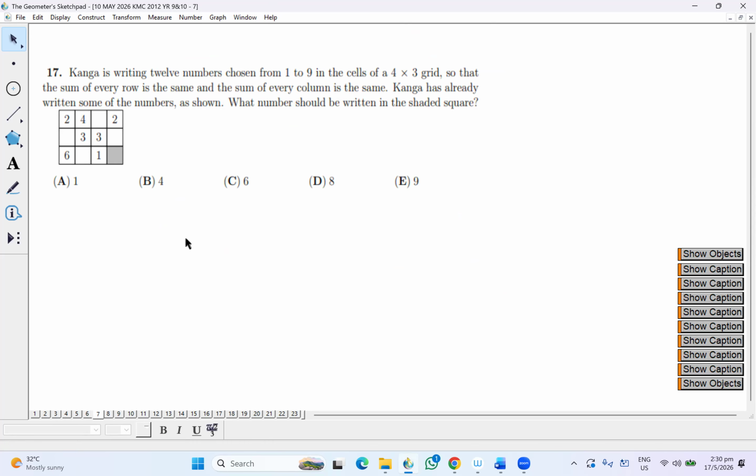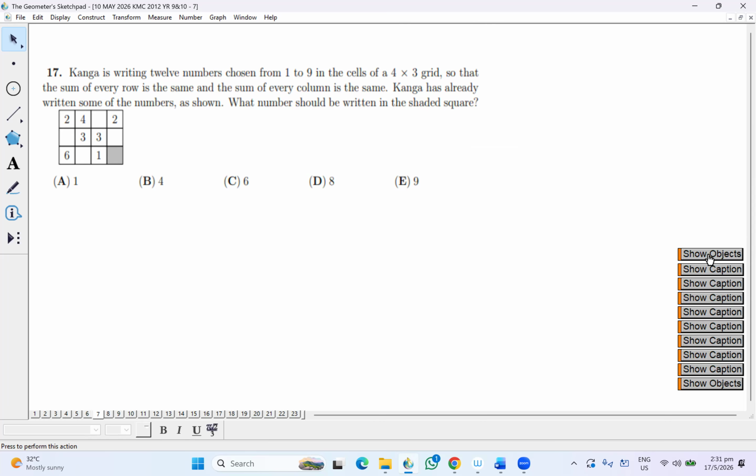Kanga is writing 12 numbers chosen from 1 to 9 in the cells of a 4 by 3 grid, so that the sum of every row is the same and the sum of every column is the same. Only rows among themselves are the same and columns among themselves are the same; row and column sums are not necessarily the same. Kanga has already written some of the numbers as shown. What number could be written in the shaded square?